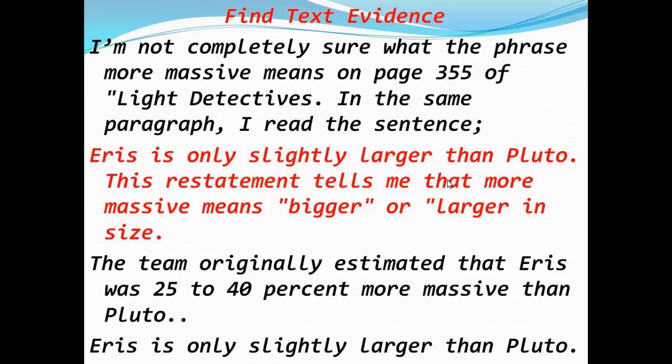The team originally estimated that Iris was 25 to 40% more massive than Pluto. Iris is only slightly larger than Pluto.